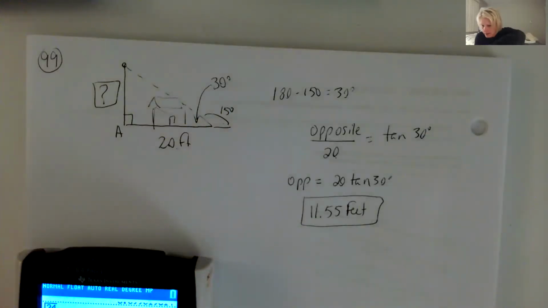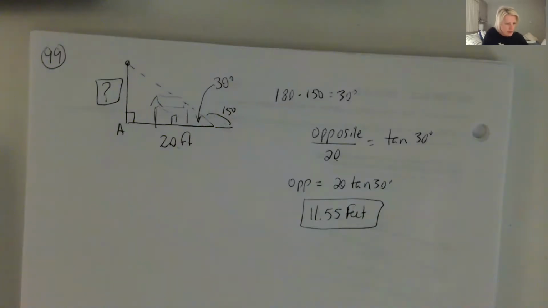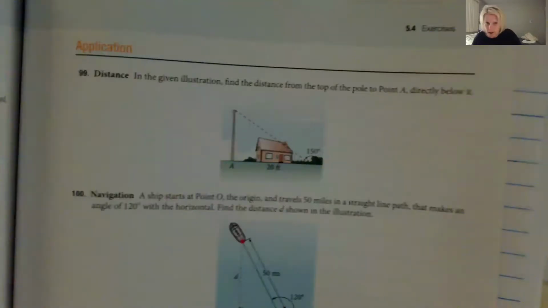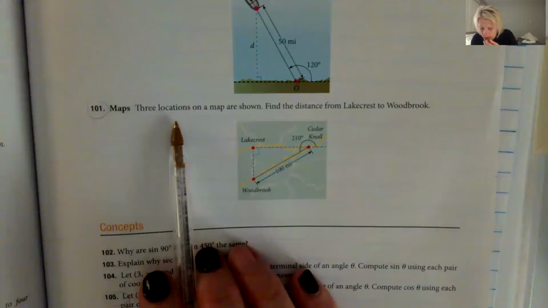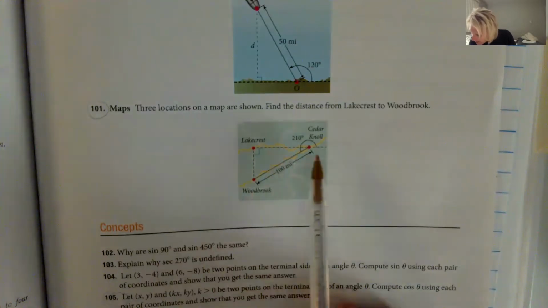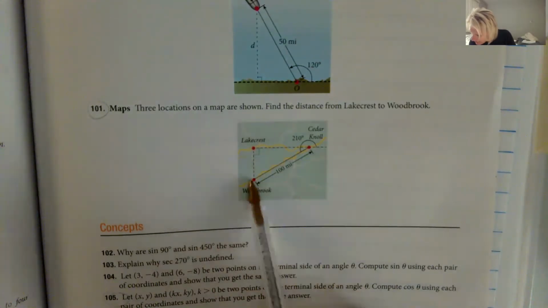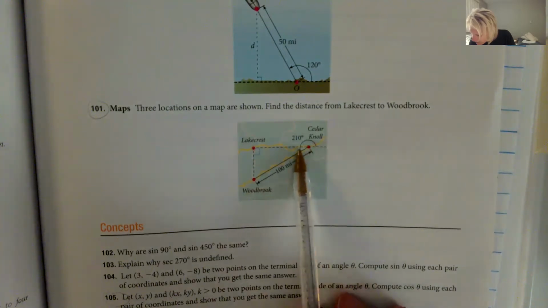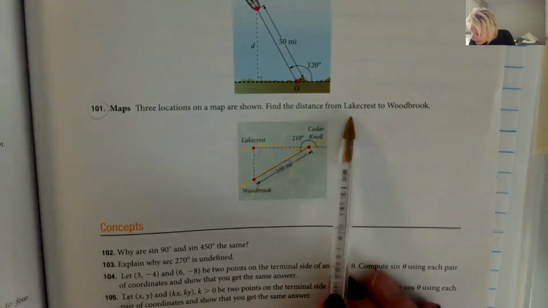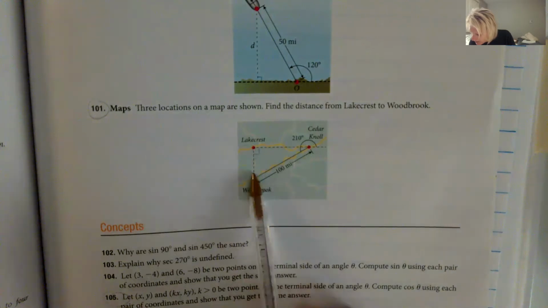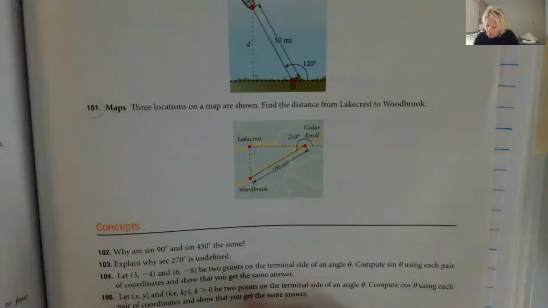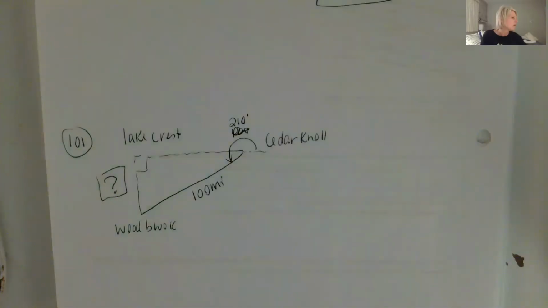Okay, and the last problem, number 101, is finding some values on a map. Distance. So it says 3 locations on a map are shown below. And it looks like we know the distance diagonally from Woodbrook to Cedar Knoll, and we know this big angle here is 210, but they want us to find the distance between Lake Crest and Woodbrook, this distance right here. And I drew that for us as well.